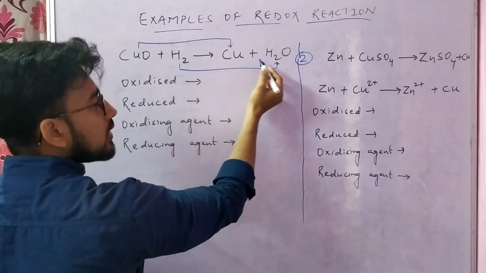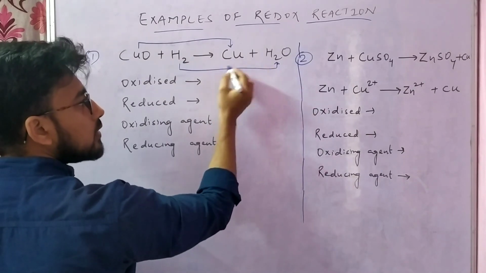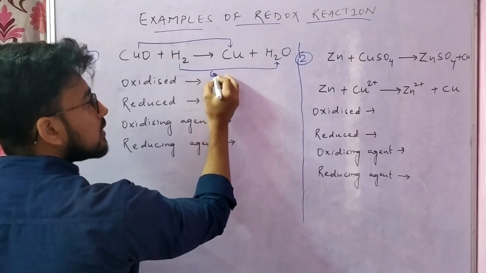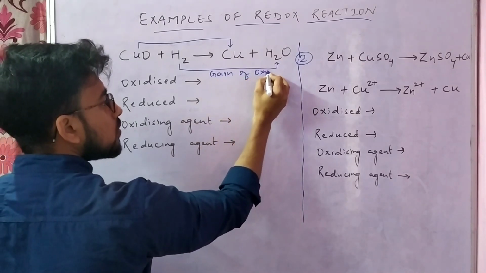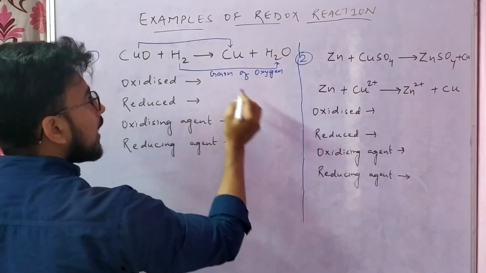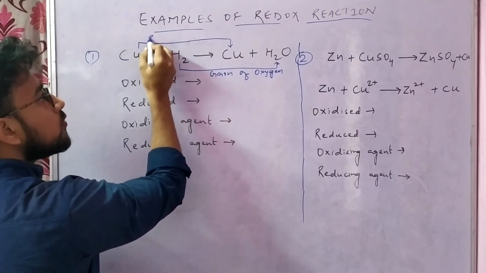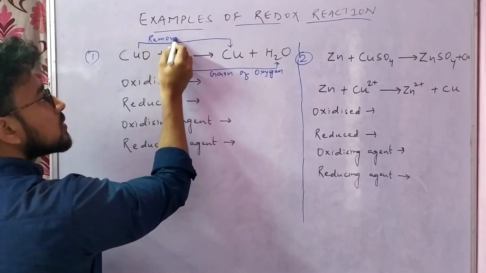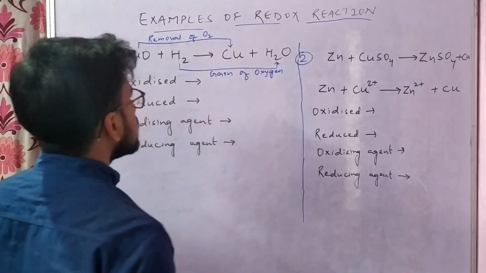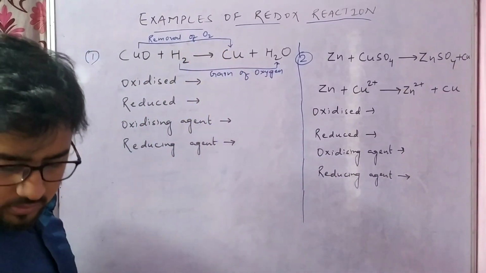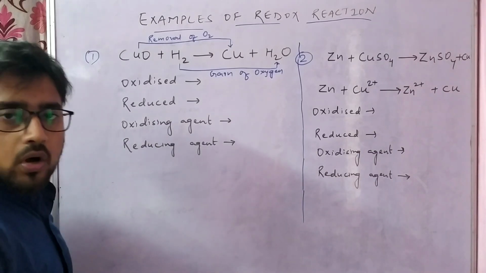So hydrogen में क्या हो रहा है? What is happening here in hydrogen is gain of oxygen. And what is happening here? Removal of oxygen. Here you can write removal of oxygen. So wherever there is gain of oxygen, then it is called oxidation.